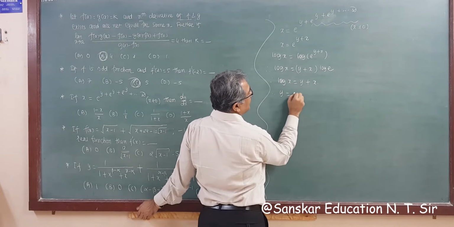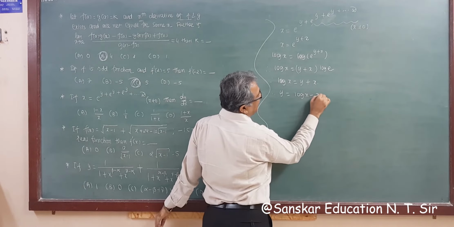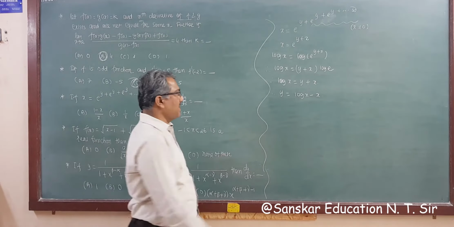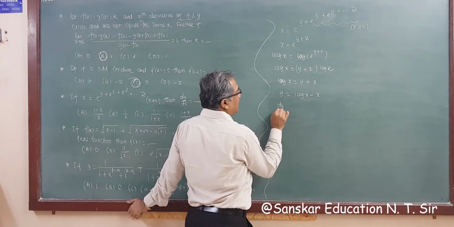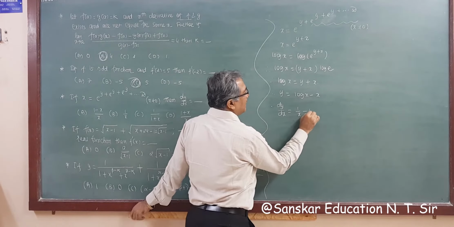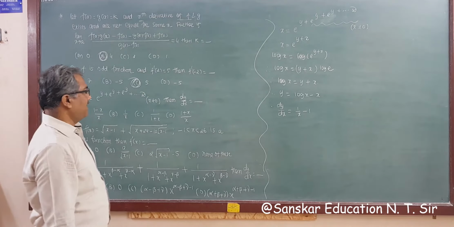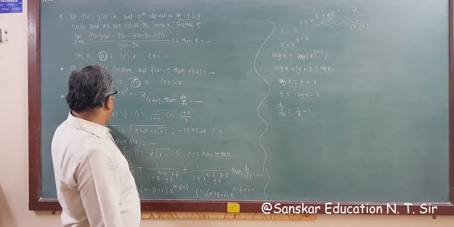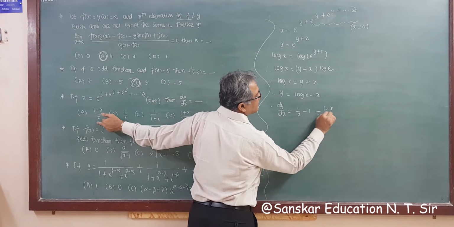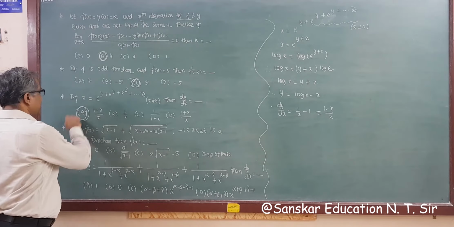That is, y is equal to log x minus x, taking this to the left-hand side. Now differentiate this function with respect to x, dy by dx. The derivative of log x is 1 upon x, and the derivative of x is 1, that is minus 1, right? So this is your proper answer. If we take LCM, this becomes (1 minus x) upon x. So option A is your correct answer.